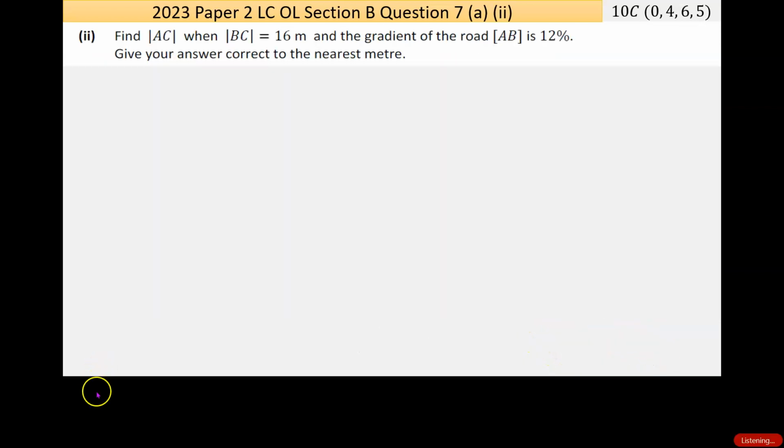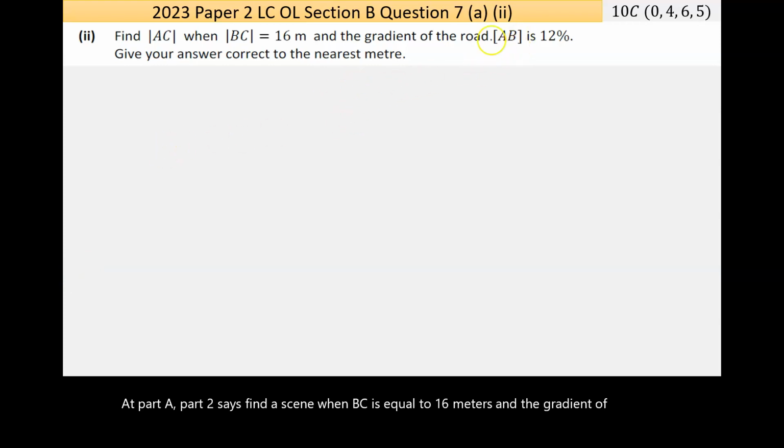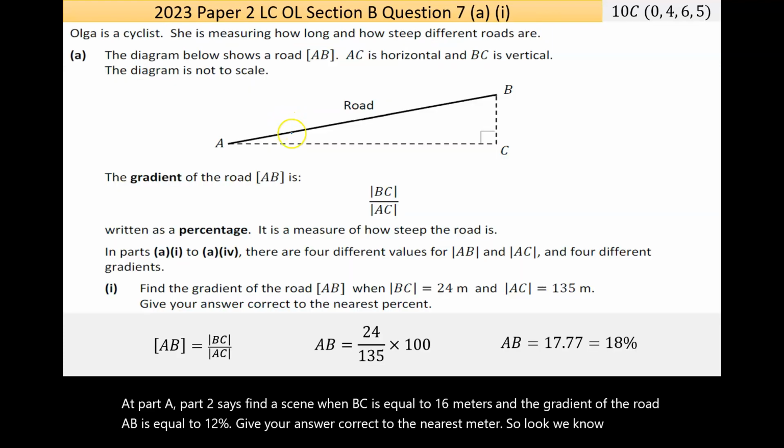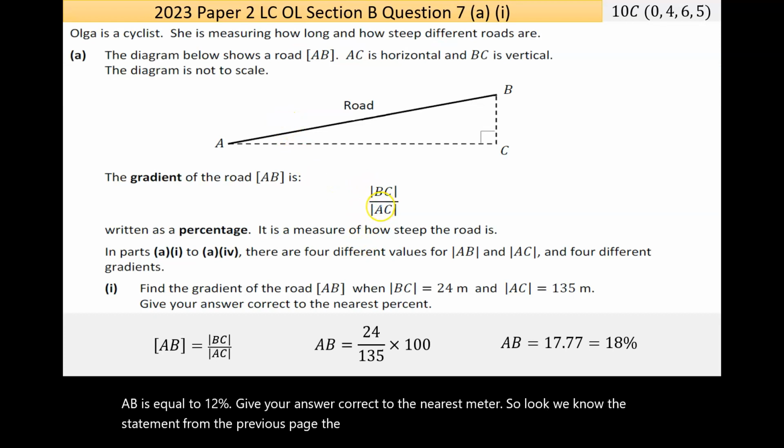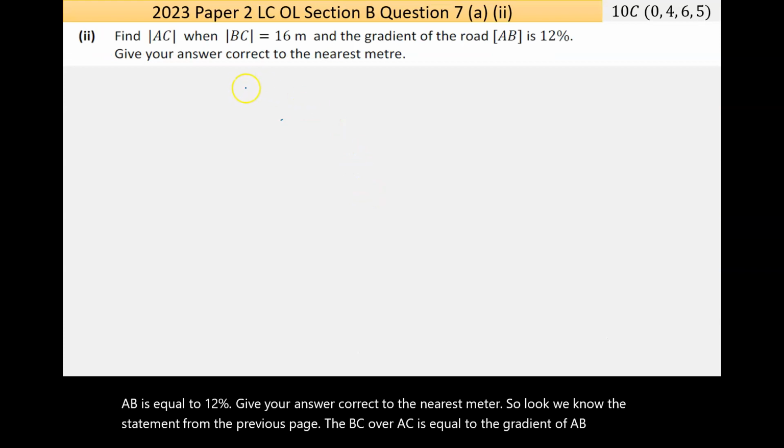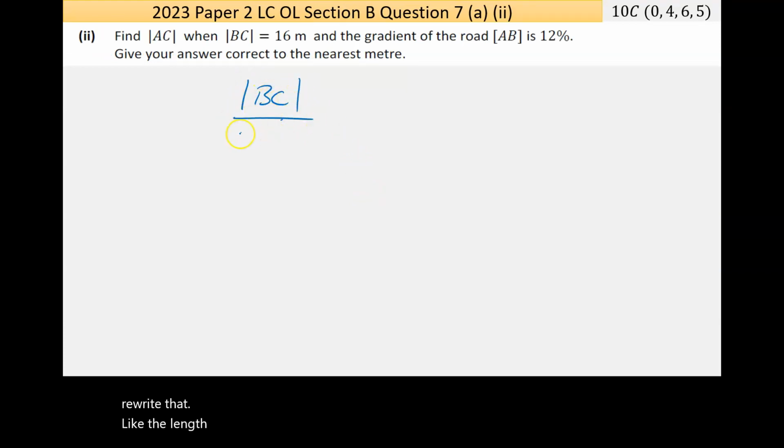That's it. Now, part 2 says find AC when BC is equal to 16 meters and the gradient of the road AB is equal to 12%. Give your answer correct to the nearest meter. So look, we know the statement from the previous page, BC over AC is equal to the gradient of AB. So you just rewrite that: the length of BC over the length of AC is equal to the AB percentage.